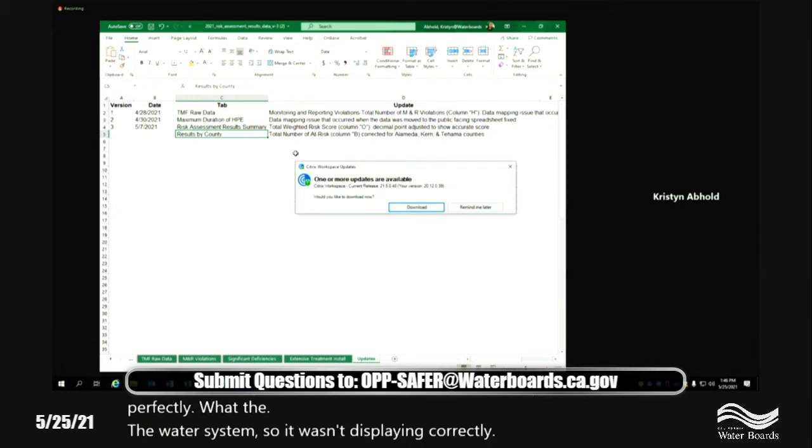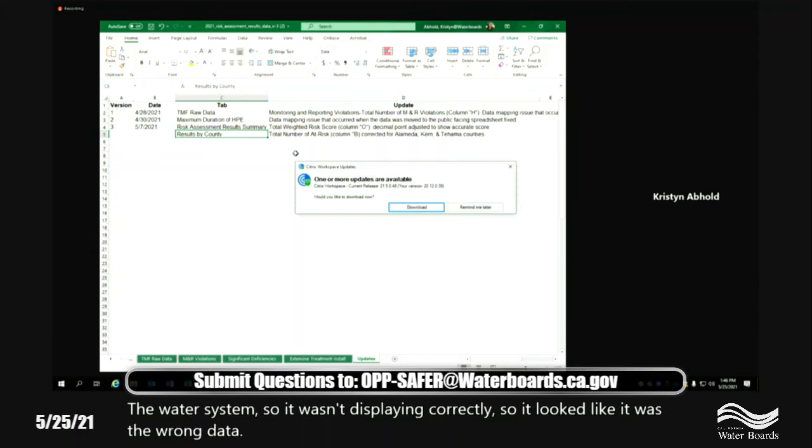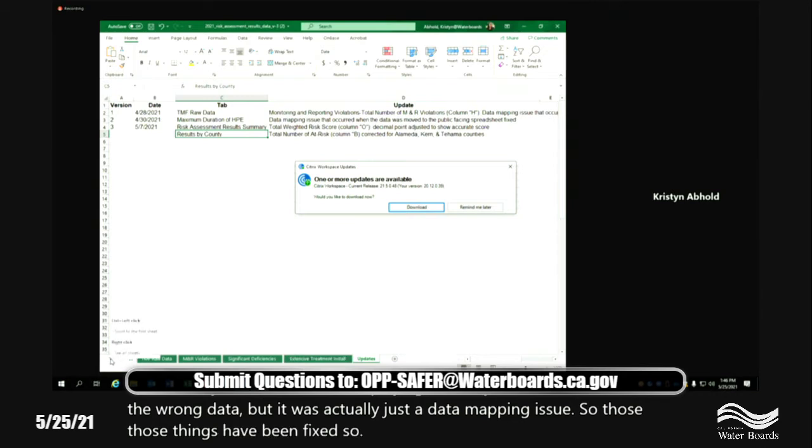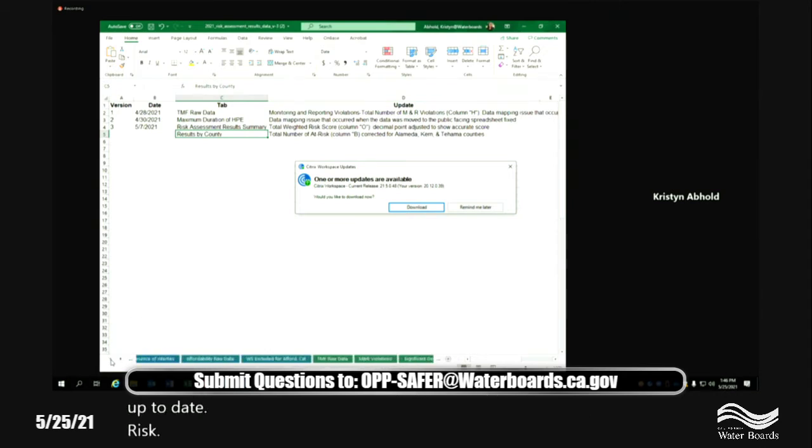So it looked like it was the wrong data, but it was actually just a data mapping issue. So those things have been fixed. So please make sure you're using the most up-to-date risk assessment spreadsheet.